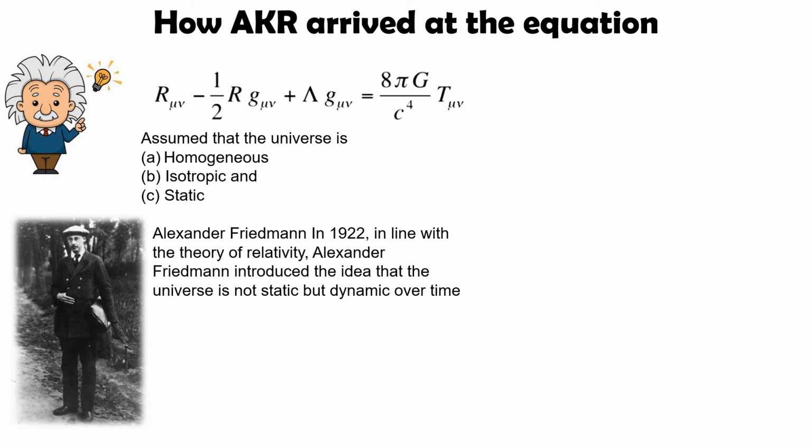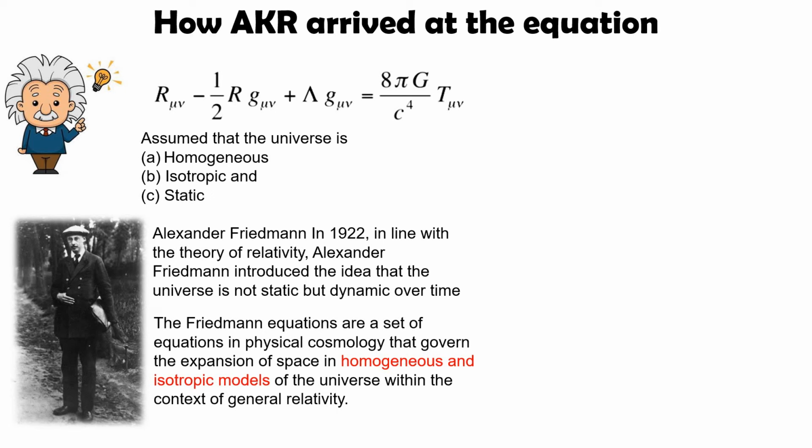Now, in 1922, Alexander Friedmann, another mathematician and scientist, in line with the theory of relativity, introduced the idea that the universe is not static. Now, this is something very interesting. Most of us quote the name of Edwin Hubble and the Hubble Space Telescope, how they measured that the galaxies are flying away. But that came in the year 1929. But you see, Alexander Friedmann's theoretical model came in 1922. And these Friedmann equations, which I'm going to show you, are a set of equations in physical cosmology that govern the expansion of space in a homogeneous and isotropic model.